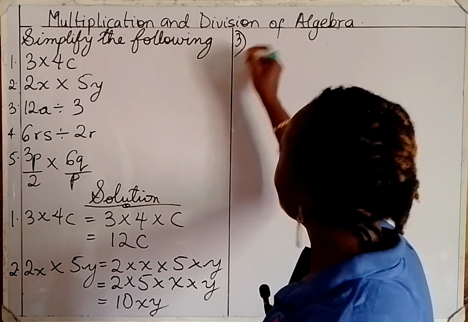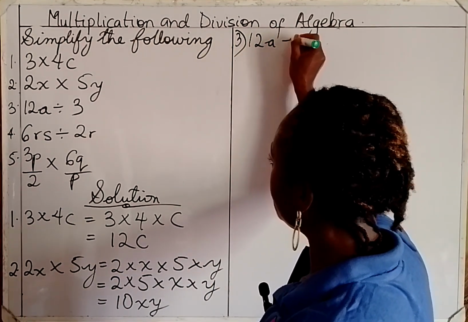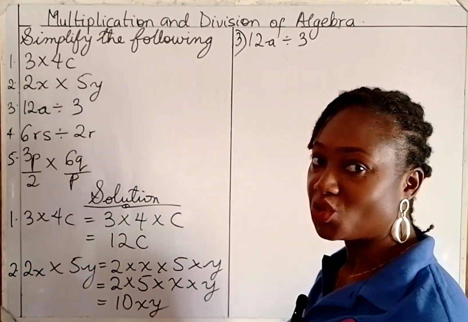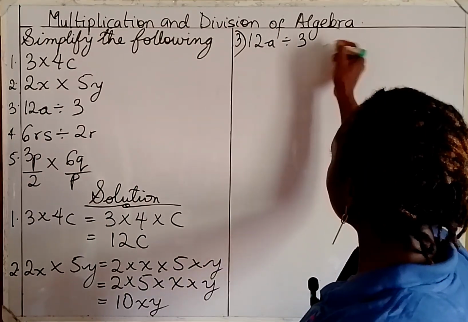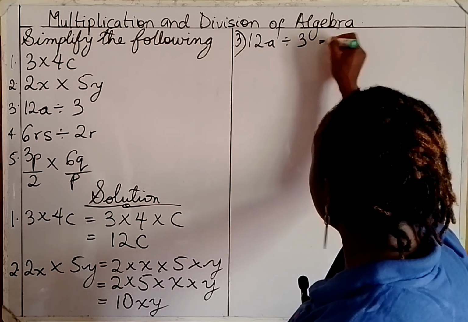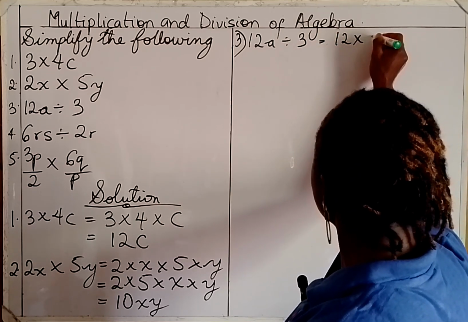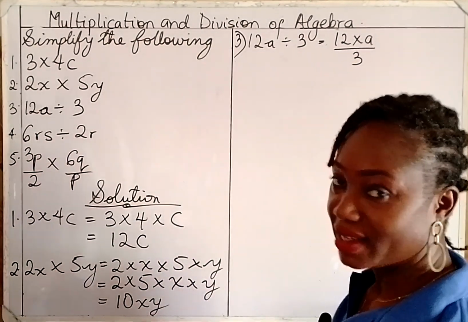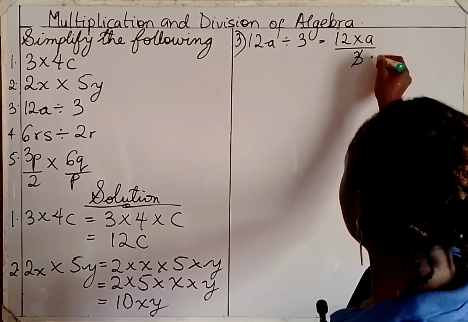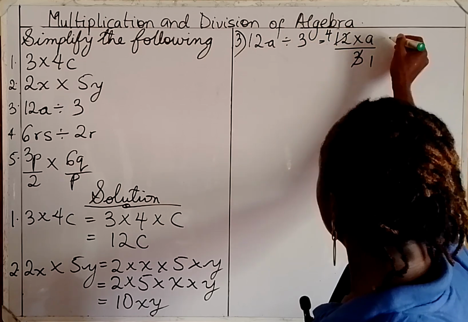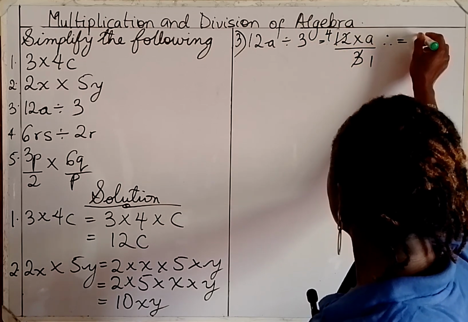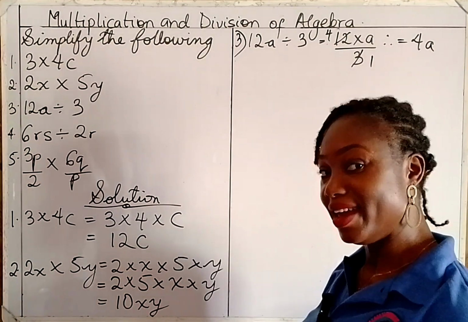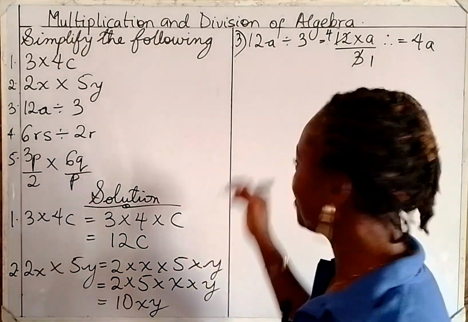Question 3. We have 12a divided by 3. Okay, so what do we do here? We simply say 12 times a over 3. Right? So we divide by 3: 3 in 12, we have 4. Therefore, our answer equals what? 4a. 4 times a equals 4a. I hope you're catching up.